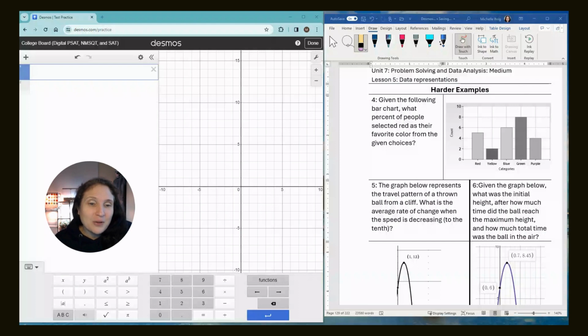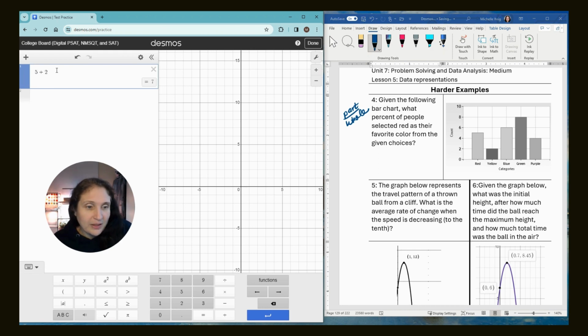Given the following bar chart, what percent of people selected red as their favorite color from the given choices? So this is really kind of like an old school elementary problem where we're doing part over whole to get our percent, but we're also incorporating a bar chart. So first, we're going to just add those numbers up. So we had 5 people like red, 2 people like yellow, 6 people like blue, 8 people like green, and 4 people like purple. So altogether, we have 25 people.